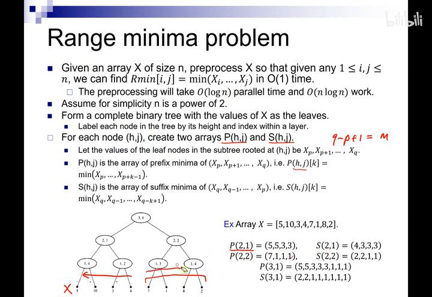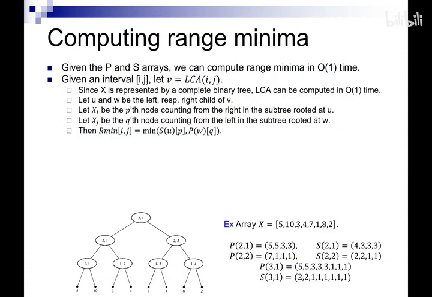And then for S of 2, 2, here we're going to go from the right to the left. For the first value, that's just going to be the 2 over here. And then for the next value, it's going to be the min of 2 and 8, so that's again 2. For the third value, it's going to be the min of 2, 8, and 1, so that's going to be the 1, and then it's going to be a 1. So this is how we define these P and S arrays.